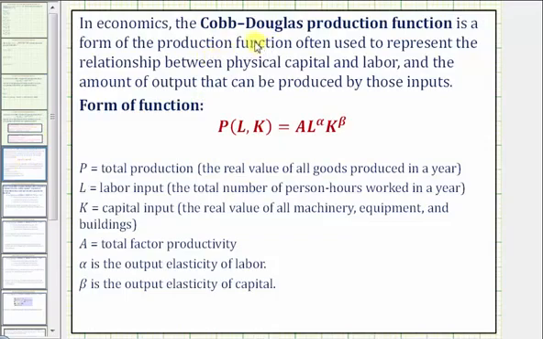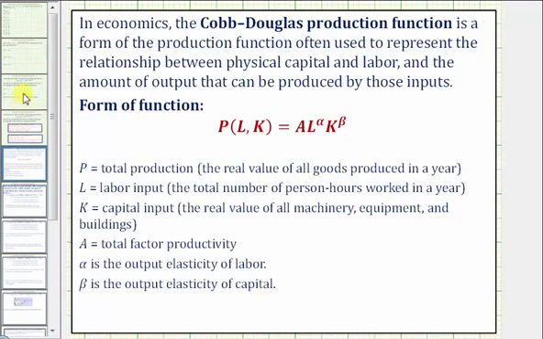In economics, the Cobb Douglas production function is a form of the production function often used to represent the relationship between physical capital and labor and the amount of output that can be produced by those inputs. So this is the form of the Cobb Douglas production function, where P is the total production, L is the labor input, K is the capital input, A is the total factor productivity, and notice alpha and beta, the exponents, are the output elasticity of labor and the output elasticity of capital.